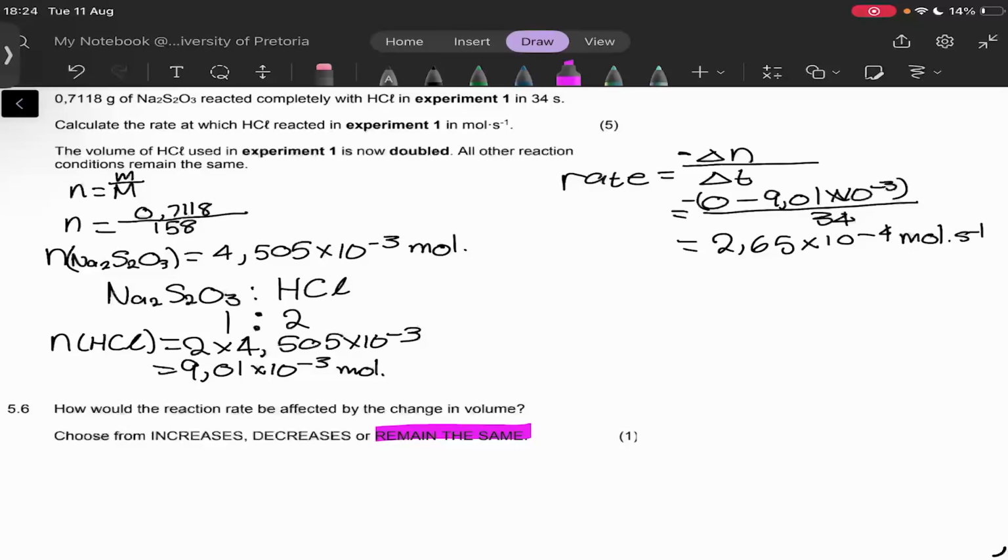changing the volume doesn't necessarily do anything to shift what's going on. It doesn't necessarily have an effect on this. We still have the same amount of limiting reagent present. We still have the same temperature. We still have the same number of particles as a whole. What you're doing by changing the volume is perhaps changing the concentration, but you still have the same number of particles present. Changing the volume doesn't have an effect on the reaction rate. That's what we just need to recall and remember moving forward.